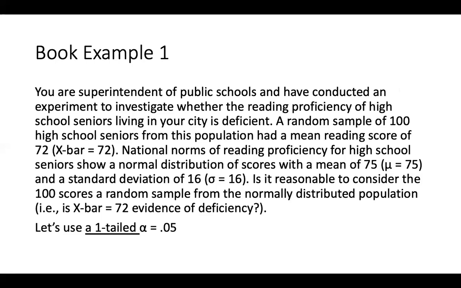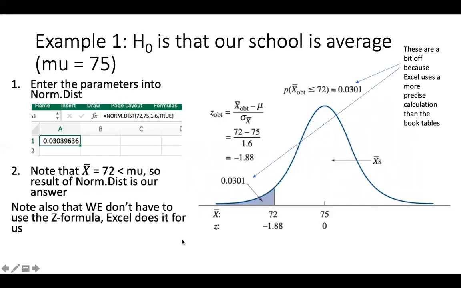If our school district does not have deficient reading in high school seniors, then any sample that we take of high school seniors should have a mean close to 75. So we're asking, is it reasonable to consider our 100 seniors a random sample from this distribution? Is the 72 consistent with the null hypothesis, or is it inconsistent? We're going to start by just using a one-tailed test. And here's how we would do it.